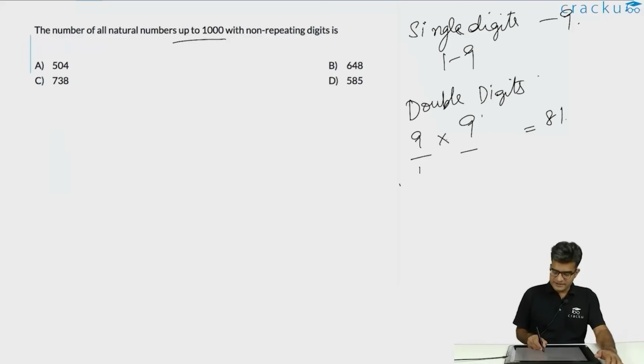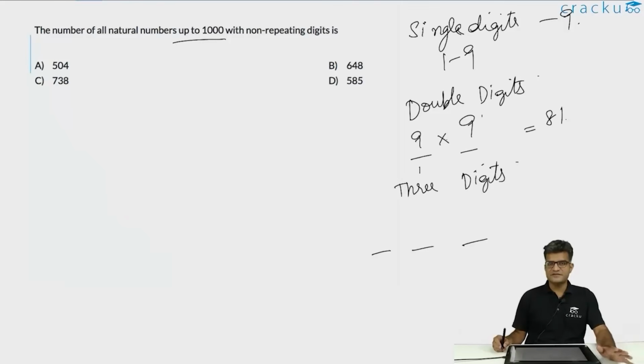If you are looking at 3-digit natural numbers, you will have 3 digits. The first digit can again be any number from 1 to 9, so it can be selected in 9 ways. The second digit can be 0, but we have to ignore the first digit, so it can be selected in 9 ways. The third digit cannot be the first digit or the second digit, so it can be any one of the remaining 8 digits. This is 9 into 9 into 8, which is 648.